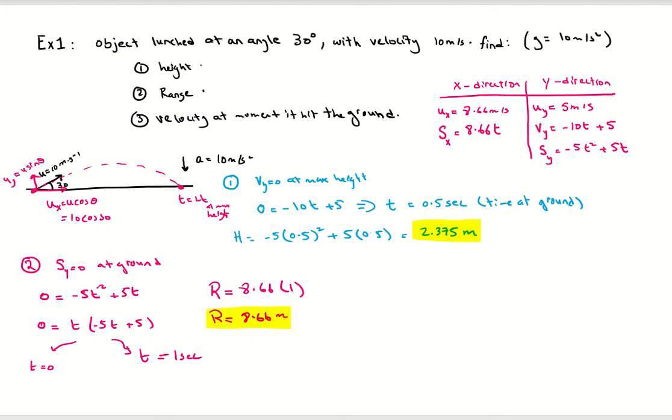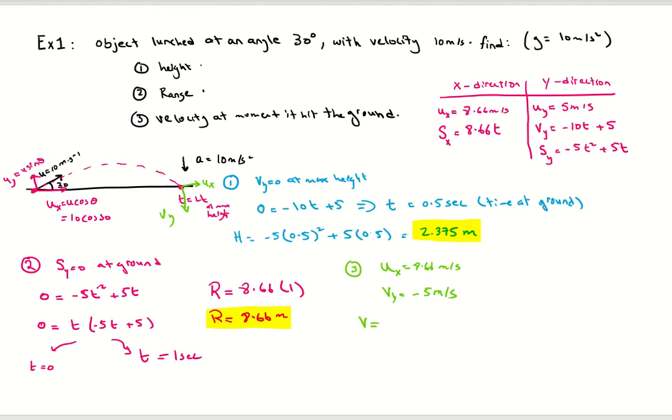Now, if I want to find the velocity at the moment it hit the ground, I need to find the velocity at the ground, at 1 second. So the third thing, I need to find ux, the x component of the velocity at the ground. It's going to remain constant. And I need to find Vy at the ground. So I need to substitute the 1 second in the Vy. So this is equal to 8.66, it's constant. But Vy is going to take the value of minus 10 plus 5, which is minus 5 meters per second. And the minus sign makes sense because Vy now is downward.